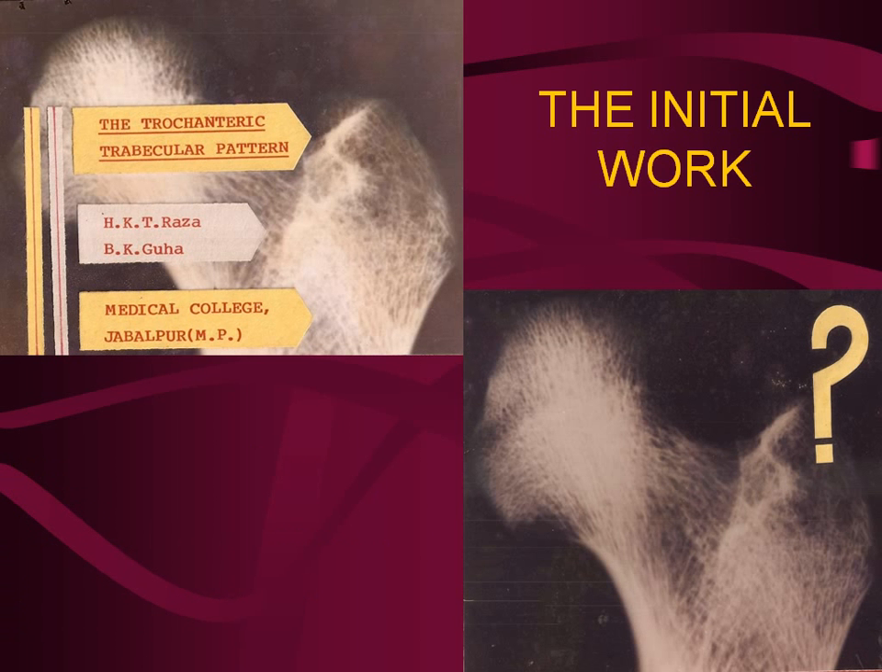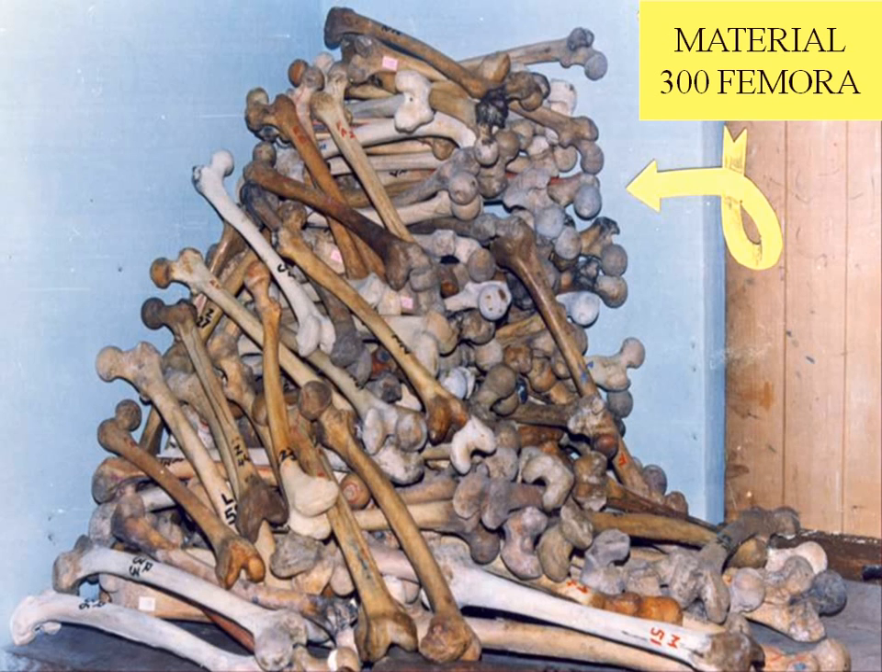So our initial work was in 1988, where I had presented this paper at our Indian Orthopedic Association meeting, and this was awarded. We had studied the trabecular pattern of the greater trochanter because we wanted to have a contour plate applied to the lateral aspect, and we wanted to know what the trabecular pattern was.